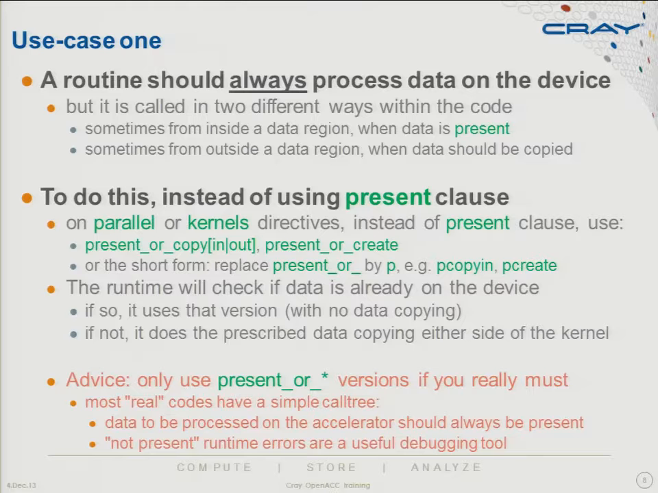As I say, for a lot of real codes, where you know that the call tree is such that all calls to this routine are within this data region, and you know the data must therefore always be present unless something disastrous has happened, it's better to use present, because you get a runtime error rather than just a wrong answer when your code runs to completion.